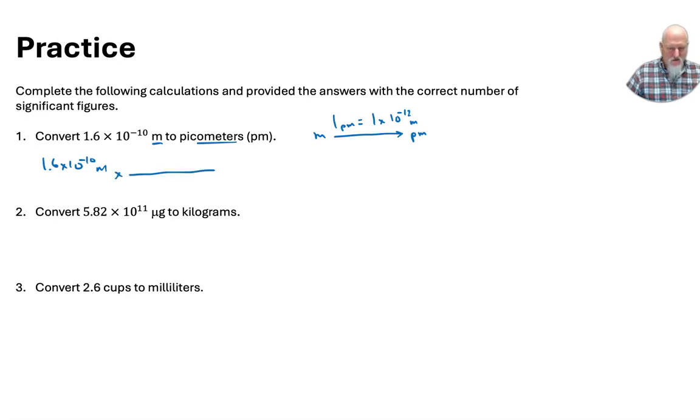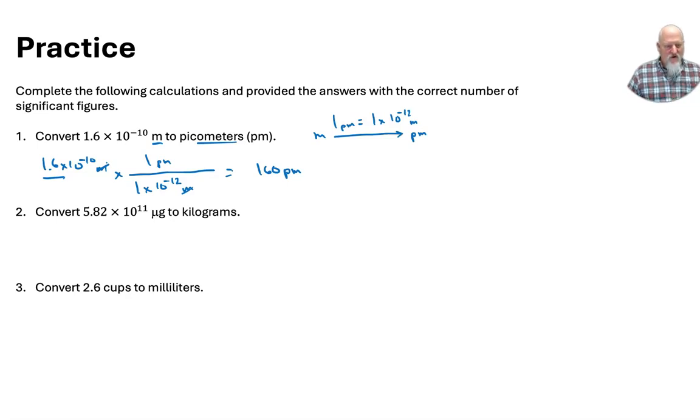Do this in fraction. 1 picometer is 1 times 10 to the negative 12 meters. The meters cancel. And the calculation, 1.6 e to the negative 10 divided by 1 e negative 12 gives me 160 picometers. 2 significant figures here. That's exact. So 160 is correct because that 0 isn't significant because there's no decimal.